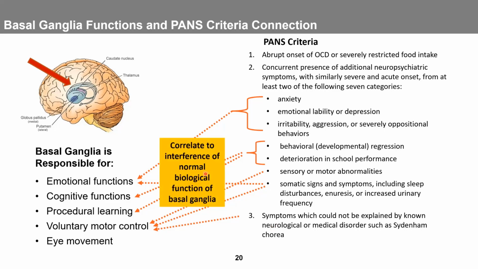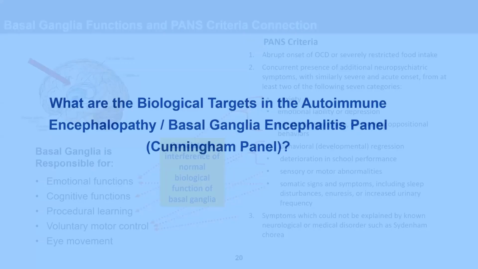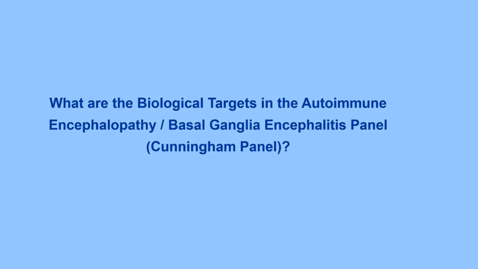And these correlate to the normal biological functions of the basal ganglia, hence the basal ganglia encephalitis term. But also, there's evidence and data that has been published to show these antibodies that are produced bind to the basal ganglia and stain there and not other parts of the brain. So I'm going to shift attention for a second.